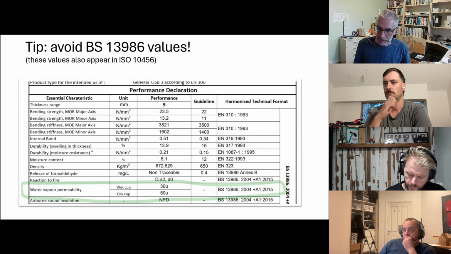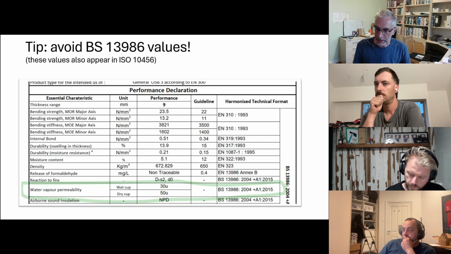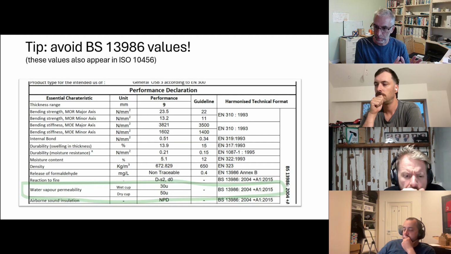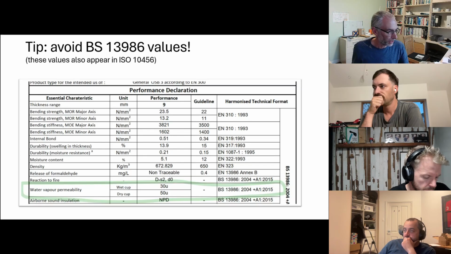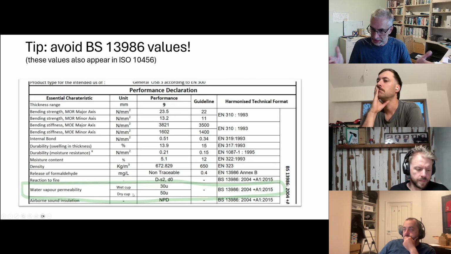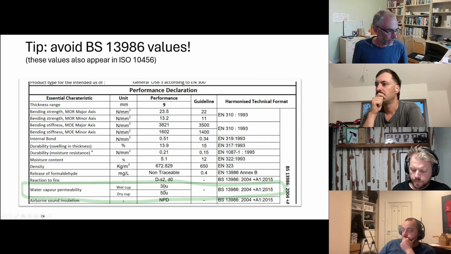A little tip, just as an aside, if you're looking up a product data sheet, the first problem, of course, is a lot of these materials don't publish a vapor permeance or vapor resistivity value. So that's your first problem. Some of them do. And this particular product, I've obviously blanked out the brand, does publish a number. And it's down towards the bottom here in green, water vapor permeability, wet cup, dry cup. We know what that is because we now know about the ASTM test. And it tells us it has a mu, or a vapor resistivity, of 30 wet cup and 50 dry cup. And you go, great, got my numbers.